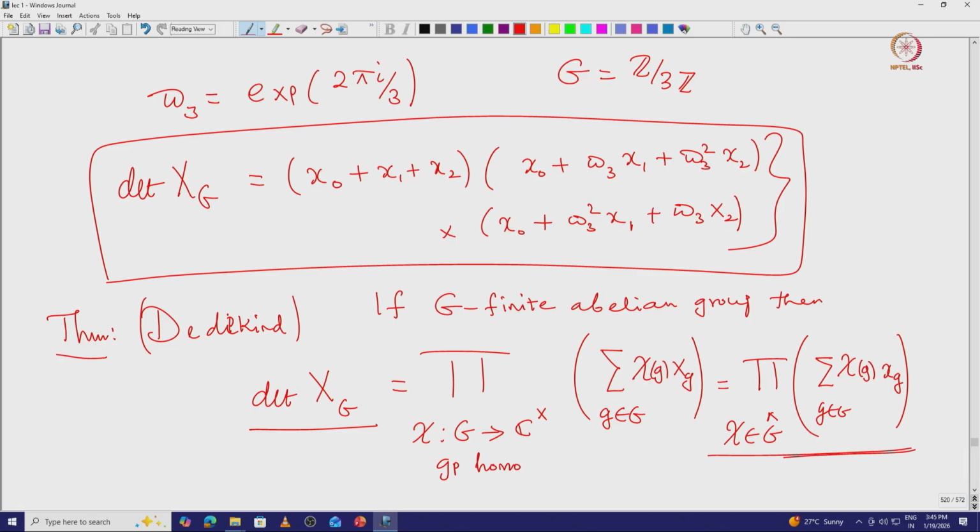So, maybe I will state Frobenius' theorem in the next class, and then I will prove the Frobenius theorem on these group determinants. I will stop here, with this motivation. Thanks.